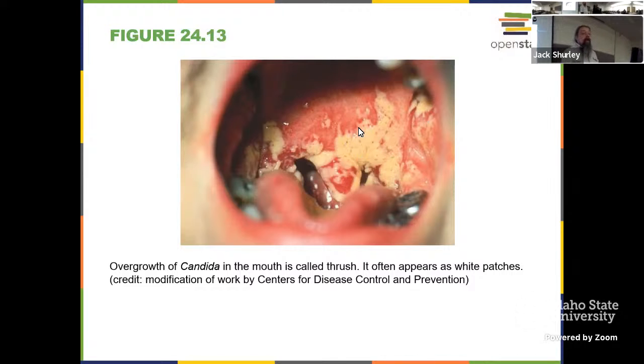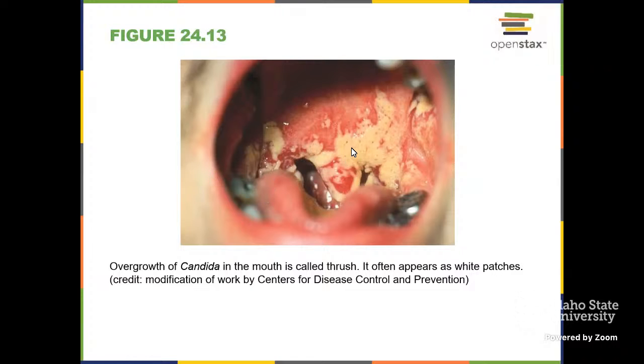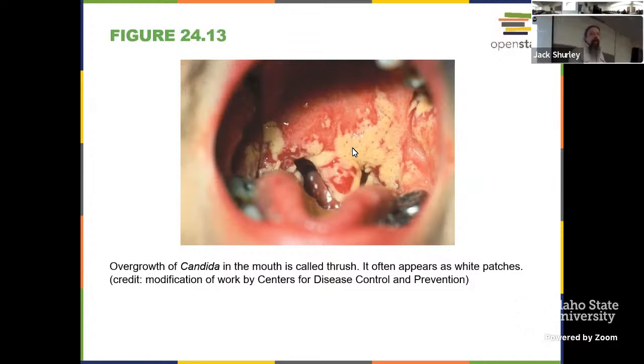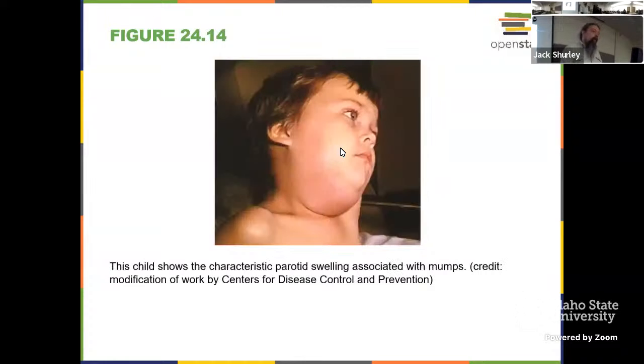And these yeast cells live as part of the normal flora, but are held in check by other microbes. And so when something's a little out of whack, it opens up the avenue for these guys to truly get a stronghold.